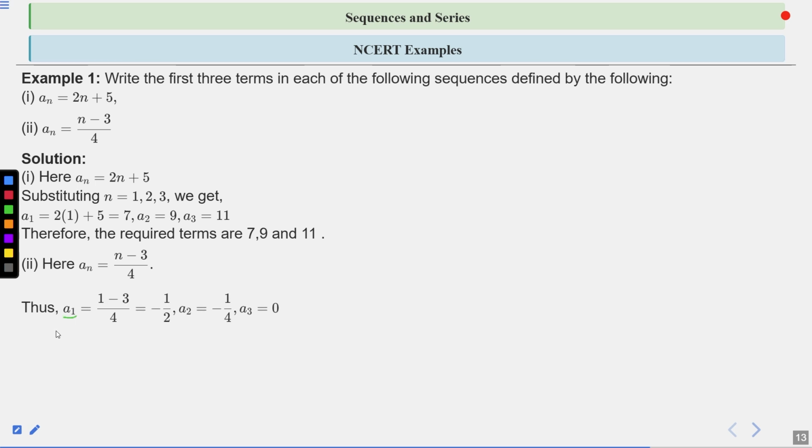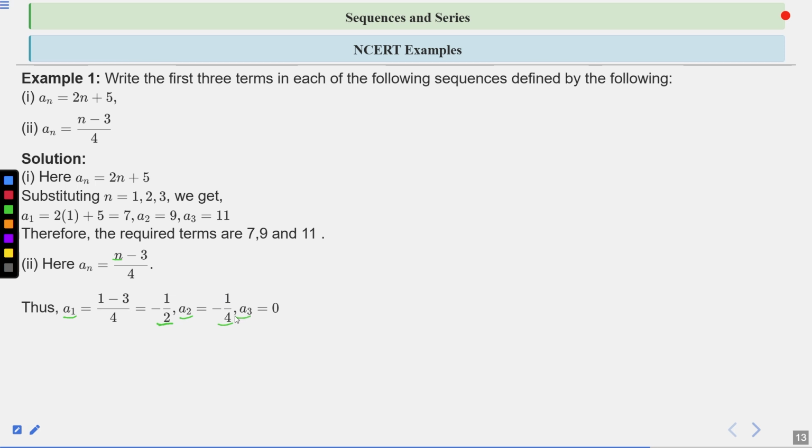So for the first term, a1 is simply (1 minus 3) by 4, which is minus half. So the first term is minus half. For a2, plug in 2. So (2 minus 3) by 4 is simply minus 1 by 4. So the second term is going to be minus 1 by 4.